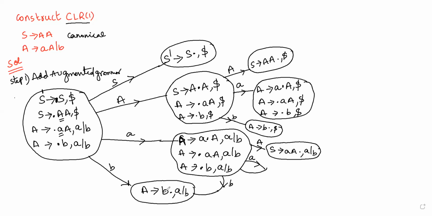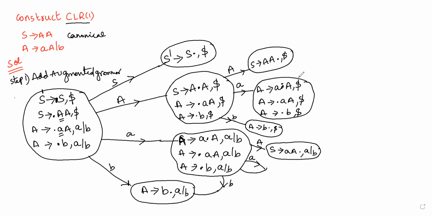If you see here, we also have the same production, that's why we have this one. Okay, I hope this is clear for everyone. Now if you look at this one, this production has a dot at the end, so no problem. But if you see here, A tends to dot a is there. So A dot a is there.